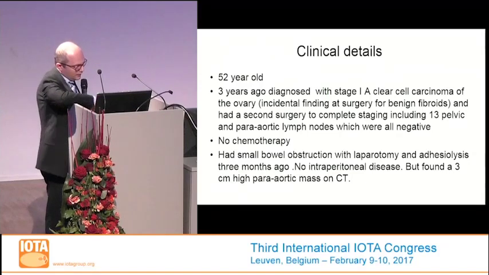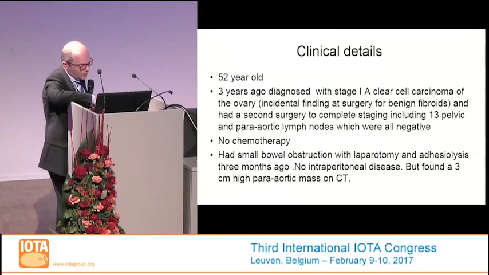52-year-old lady, a bit younger. Three years ago, she was diagnosed with stage 1A clear cell carcinoma of the ovary. It was an incidental finding at surgery for benign fibroids. She had a second surgery to complete the staging, and that included 13 pelvic and para-aortic lymph nodes, and they were all negative.